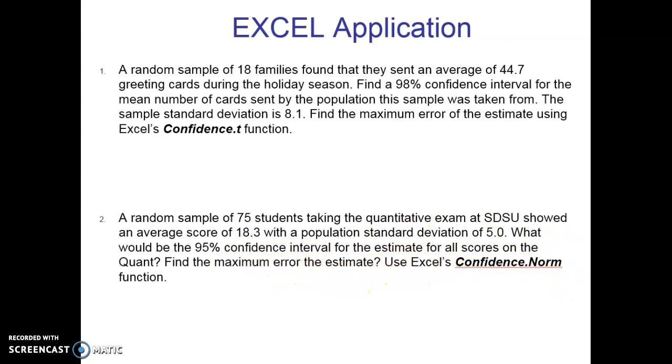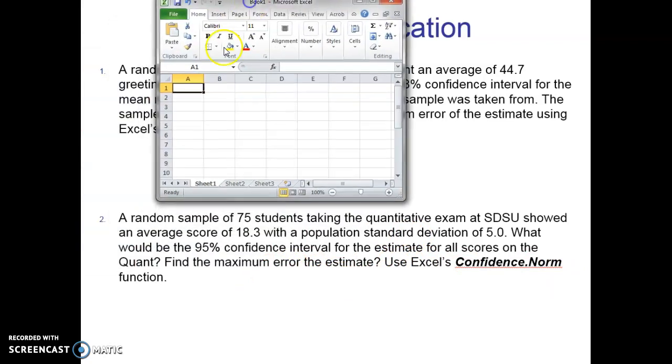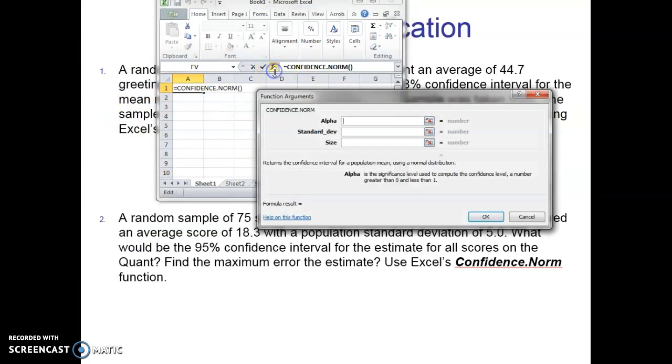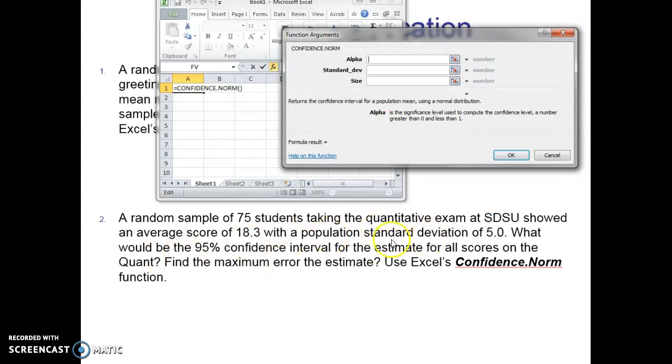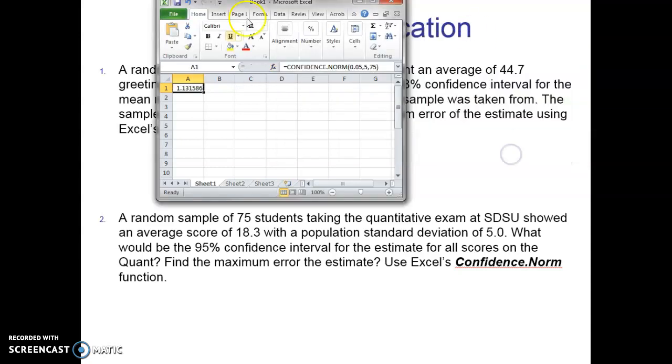Use Excel's confidence.norm function. Now, in this case, we're going to put equals confidence, but we're going to select this one. And the reason is because we know here the population standard deviation. So we don't need T, we need Z or norm. Our alpha is going to be 0.05 because we have a 95% confidence interval. Our standard deviation for the population is 5, and our sample size is 75 students. Do this correctly, and you get 1.13, which means we believe, based on this sample, that the true population mean is 18.3 plus or minus 1.13.